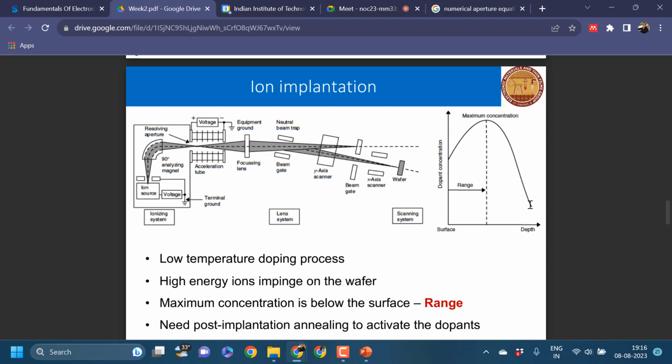So using ion implantation, one, we can control the penetration. Another thing is a concentration profile can be achieved. There is no lateral diffusion and also it is a room temperature operation. And one disadvantage is that it requires post implantation annealing. So that is the case with ion implantation. Is that clear?